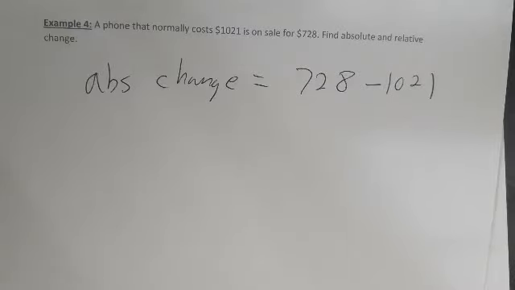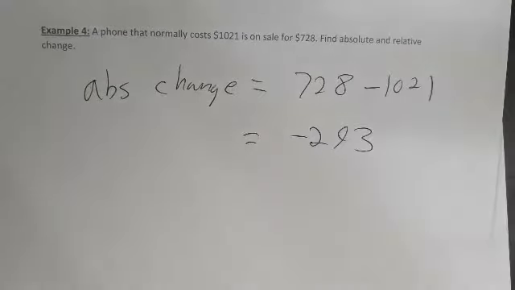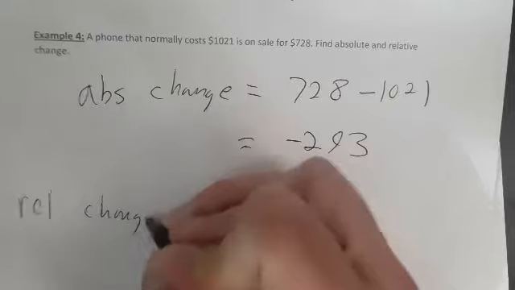This is not going to give us a positive number, something you might realize. So 728 minus 1021 should give me minus 293. So our change can be negative. If it goes down, it's going to be negative. If it goes up, it's going to be positive. So our absolute change can be negative. And if that's the case, then what's going to happen to my relative change?